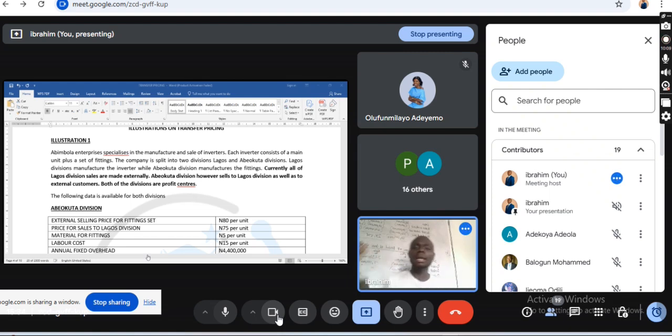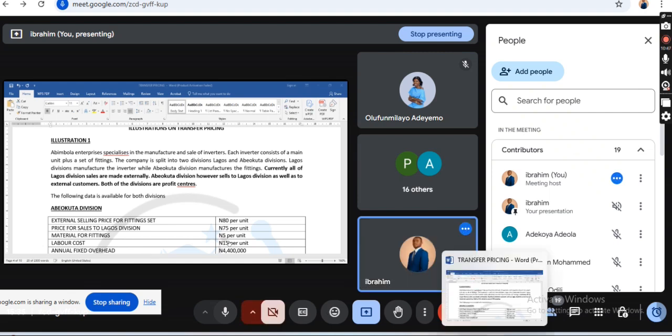So first establish who is the selling division and who is the buying division. After that, you quickly check what the company policy is. Then you work based on the company policy as well as the selling division and the buying division. If we have established that Abeokuta will sell internally as well as externally, we can say Abeokuta is the selling division. Then Lagos, which only sells outside, is the buying division.